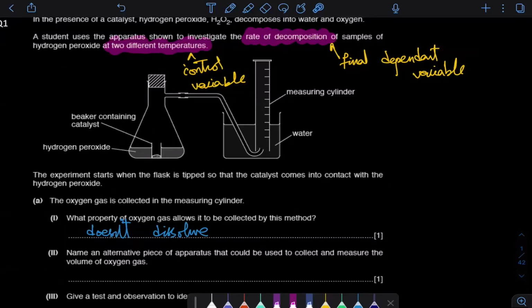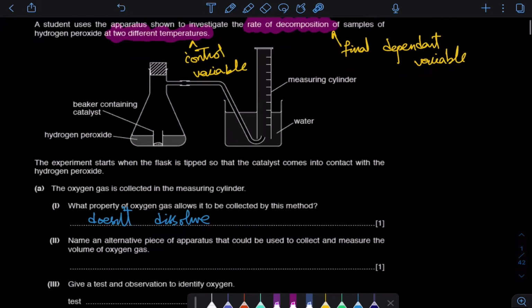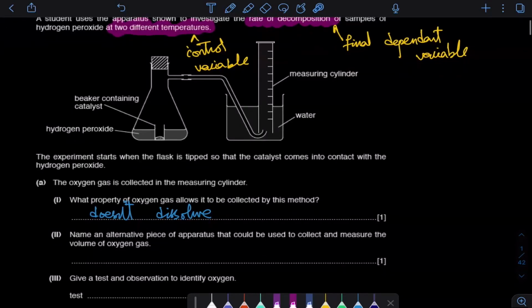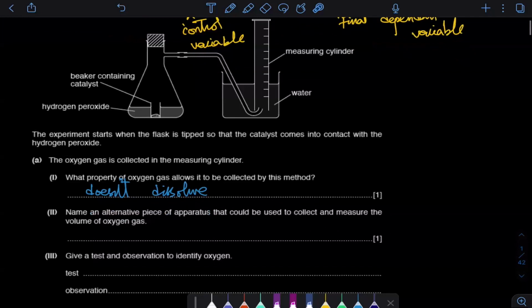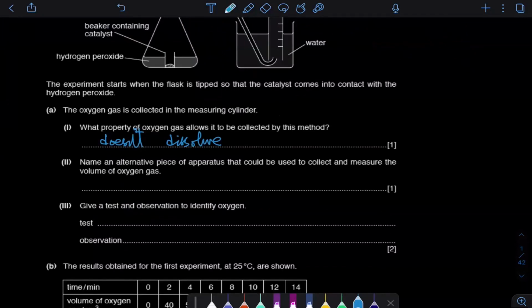Name an alternative piece of apparatus that could be used to collect and measure the volume of gas. So a better choice where you don't have to take water is gas syringe. In fact, यहाँ पे the problem with the gas collected would be कि एक तो थोड़ी बहुत water में dissolve हो जाएगी, and secondly, some of it will also have water vapor, so it won't be pure. We'll have to dry it out. Does anybody remember dry कैसे करते हैं?